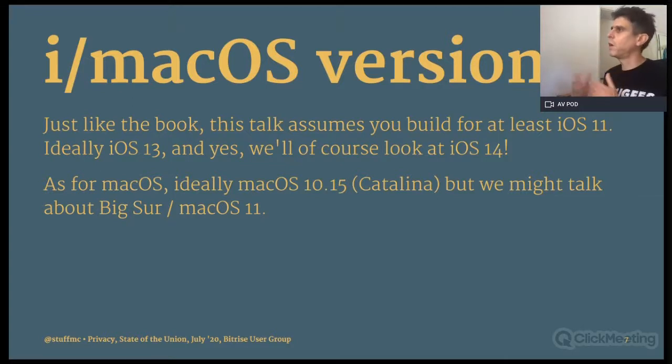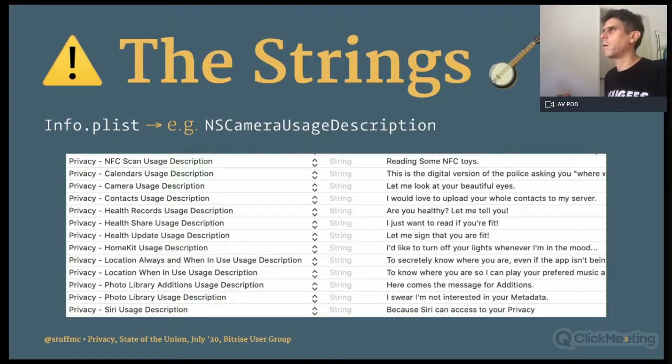This talk, just like the book, assumes that you are building for at least iOS 11. Anything else, really, you should stop building for it. Ideally, you should build for iOS 13 if you can. And yes, of course, we'll look at iOS 14. In terms of macOS, ideally you should build for 10.15, but we might talk a little bit about Big Sur and macOS 11, although it's more a talk about iOS, obviously.